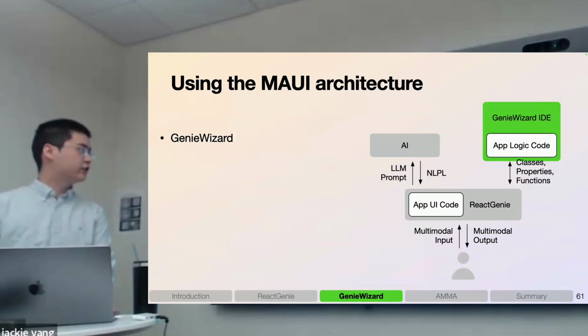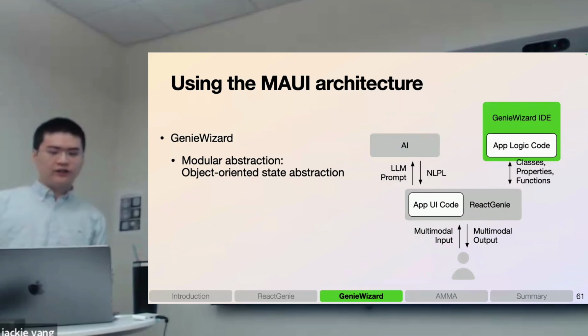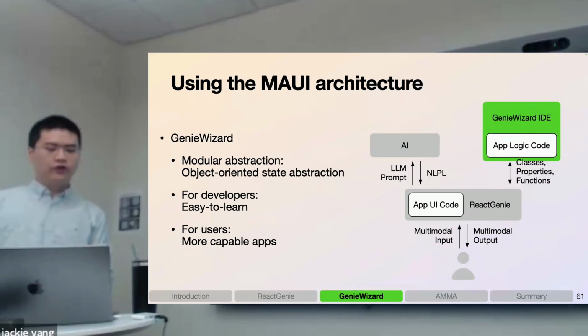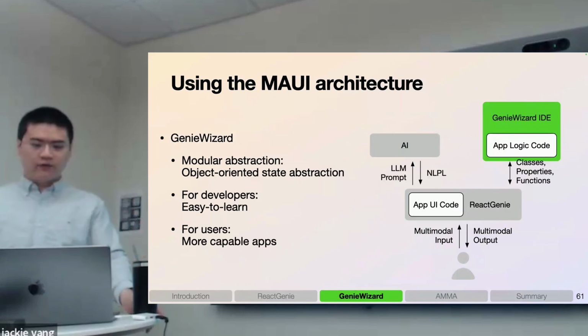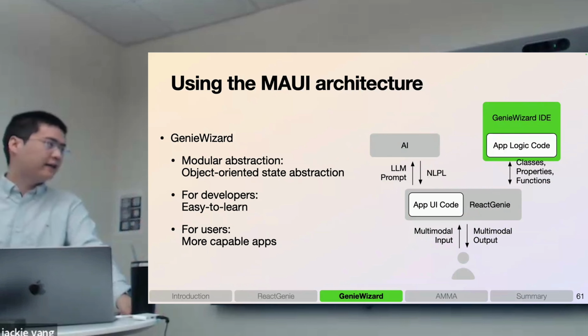So using the MAUI architecture, Genie Wizard is the same abstraction as React Genie. For developers, it's easy to learn, and for users, they can enjoy more capable apps right out of the box. So that's the frameworks I built for explicit interactions.